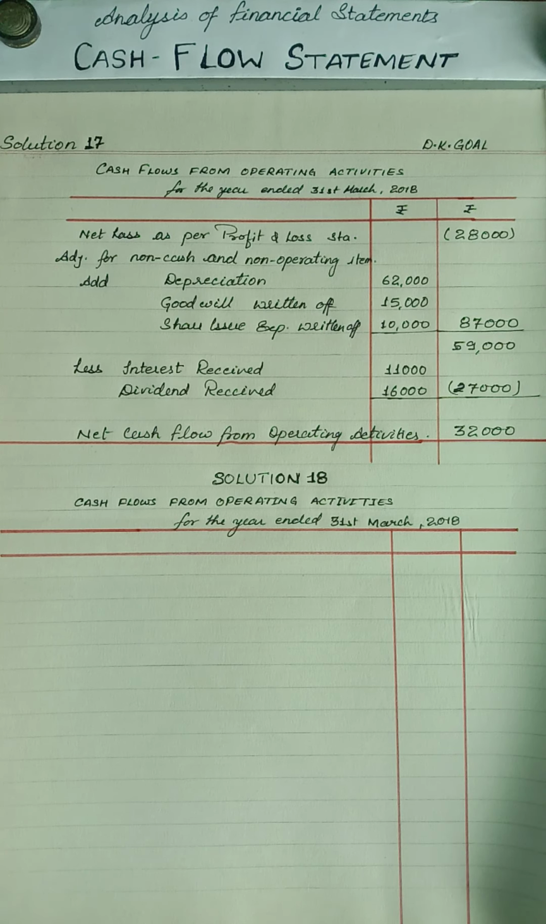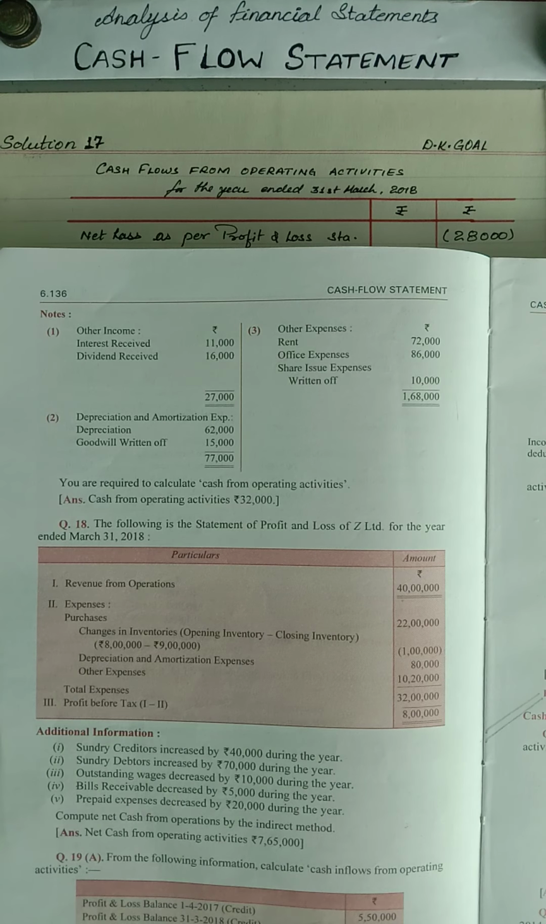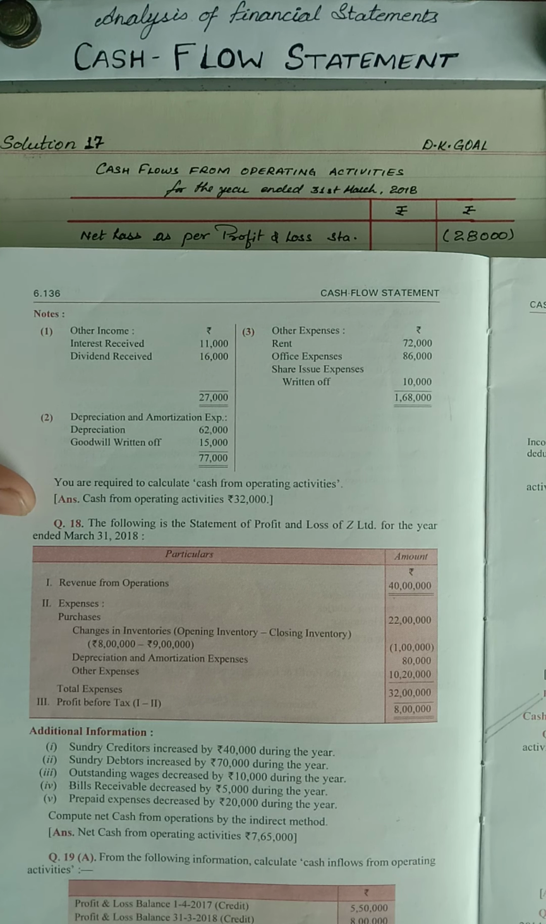Dear students, after question number 17, now we will go for question number 18. Here we have question number 18. In this we have the information that is given. The following is the statement of profit and loss of Z Limited for the year ended March 31st, 2018.